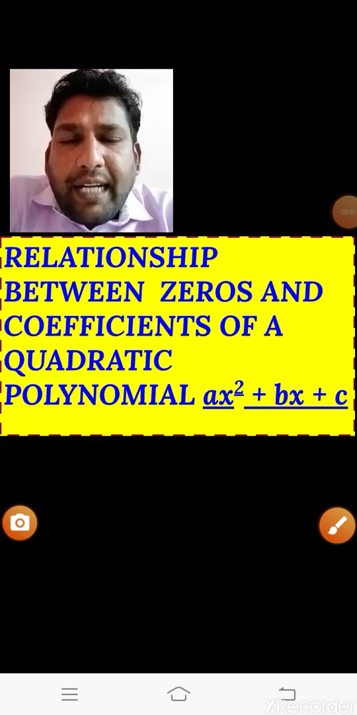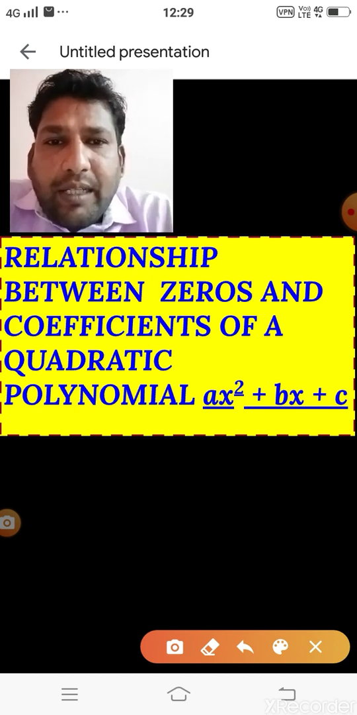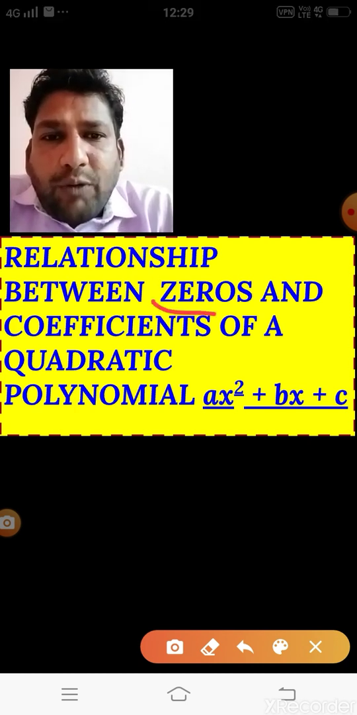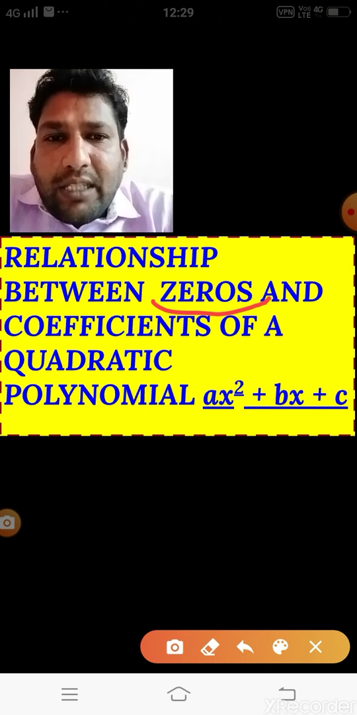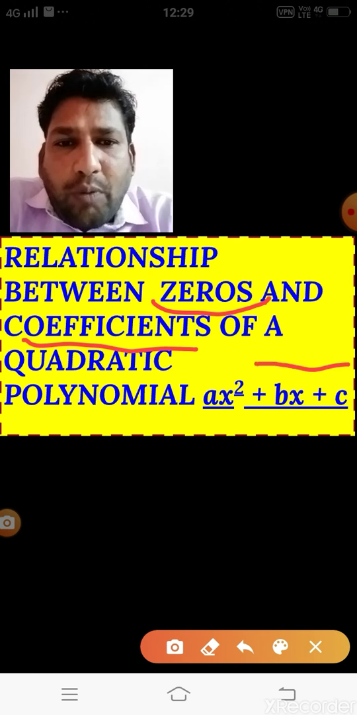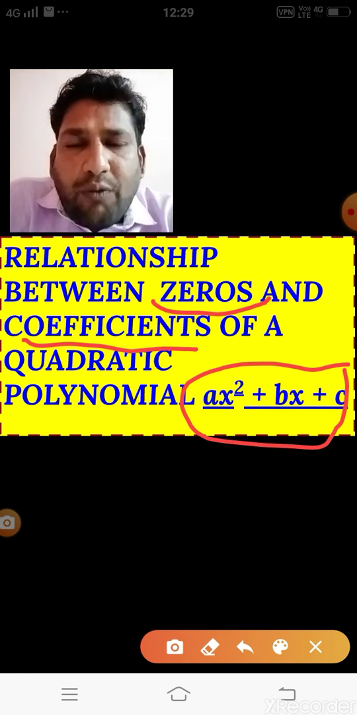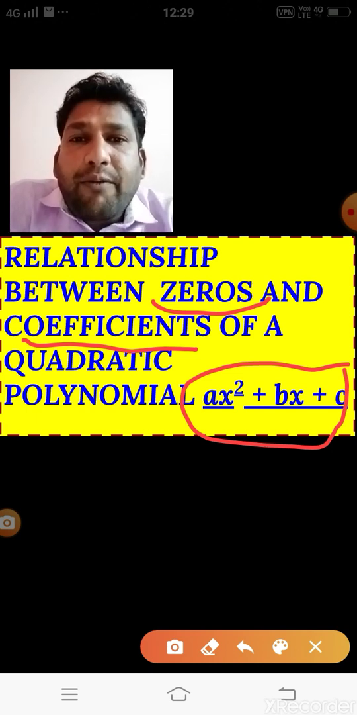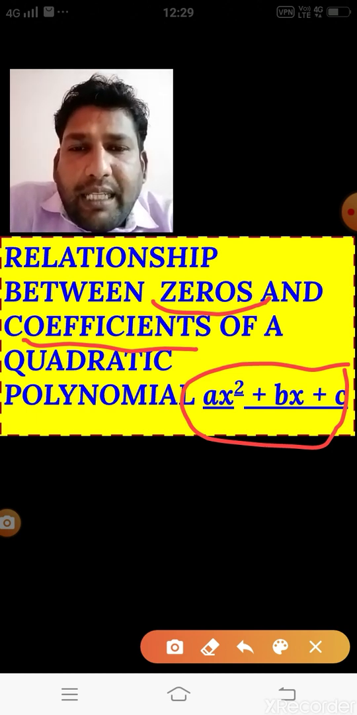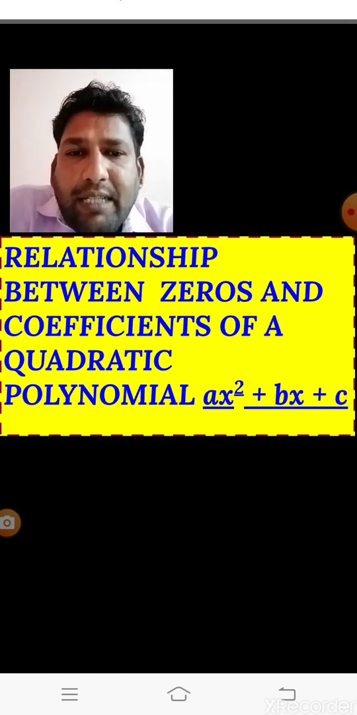Then we are able to find the relationship between the zeros and the coefficients of a quadratic polynomial. If we have a quadratic polynomial, and we take alpha and beta as the zeros of the polynomial, and observe the coefficients, if I take a quadratic polynomial as ax square plus bx plus c, then a is the coefficient of x square, b is the coefficient of x, and c is any constant value. And if we have these values a, b, c, and the zeros as alpha and beta, then we have a relationship between these.